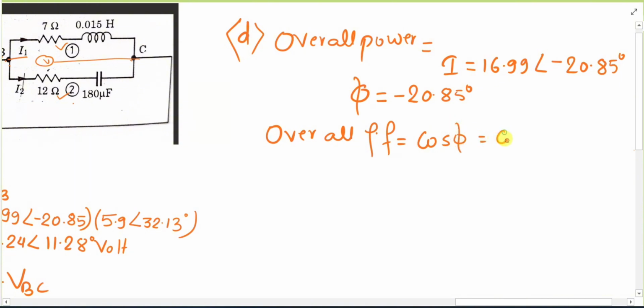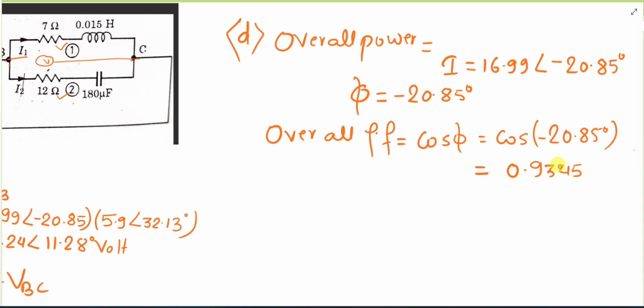Now substitute the value, cos minus 20.85 degree, which will give you 0.9345. This one will be your power factor. Now see the phasor: your voltage V is 230 angle 0 degree, but our current is minus 20 degree, which means our current is lagging behind. That's why we can say that the given circuit is lagging.